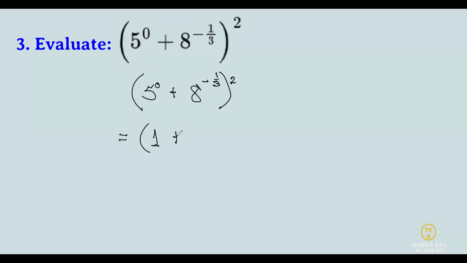Plus 8 is raised to the power negative 1 over 3. And you know what that means? We come up with straight away 1 over 8 to the power 1 over 3. And that will be 8 to the power 1 over 3. The minus sign is no more there. So we have all of these raised to the power 2. Very simple. Now let's move on.